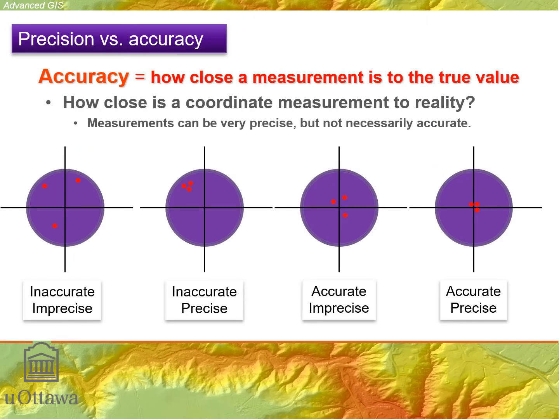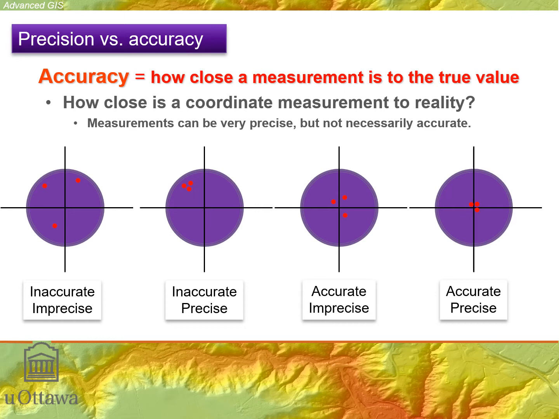So accuracy refers to how close a measurement is to its true value in the real world. For example, if you find a fire hydrant, how closely can you measure the coordinates of that fire hydrant against some model of the Earth? Measurements can be precise and not necessarily accurate. For example, we have these different conditions or cases of imprecision and accuracy.